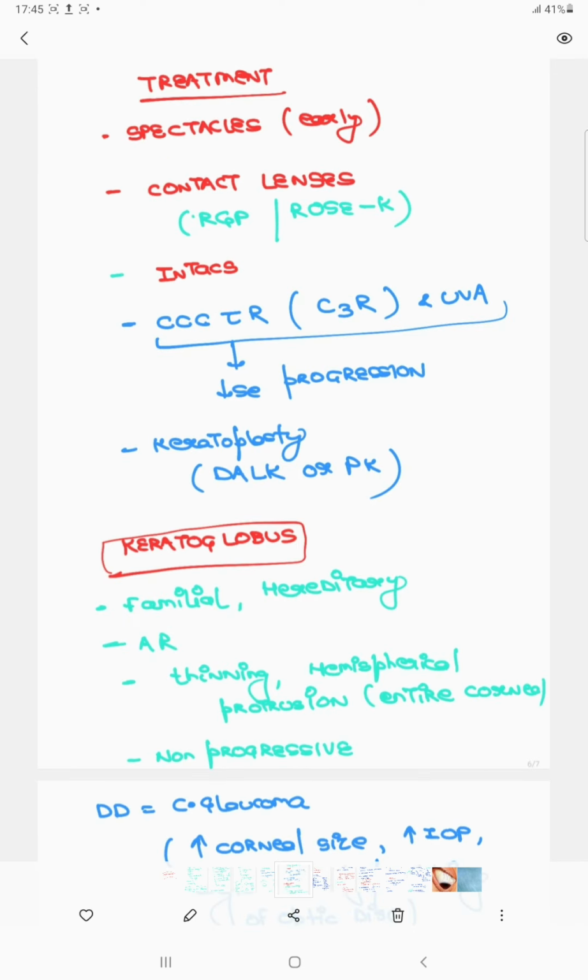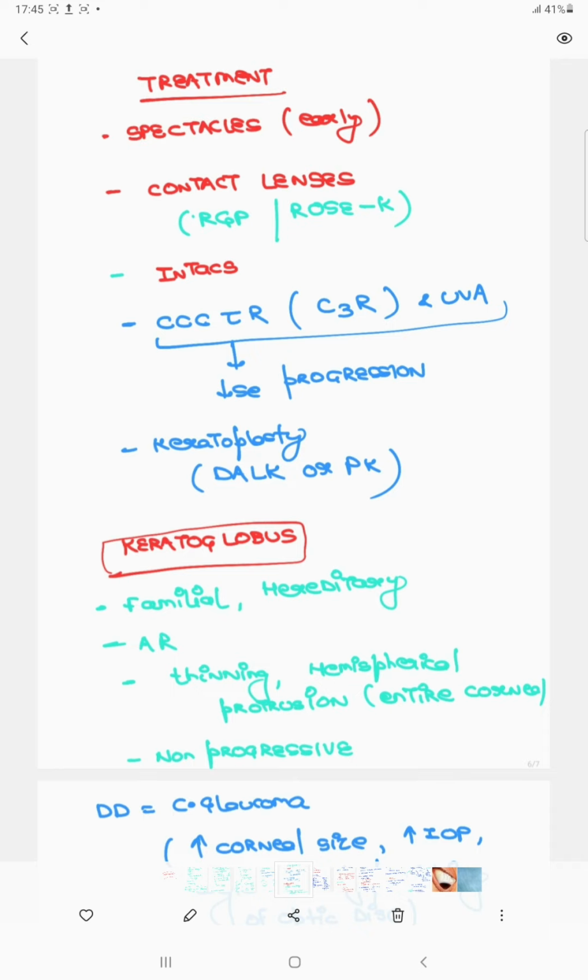Now what is the treatment of keratoconus? In early conditions, when the patient comes with progressive myopia, progressing slowly, first we will give spectacles in the early stages. Then we will give rigid gas permeable lenses. Soft lenses will not be able to form the shape of the cornea, so we will prescribe rigid gas permeable lenses in this case. And also Rose K lenses are there for mild to moderate keratoconus.